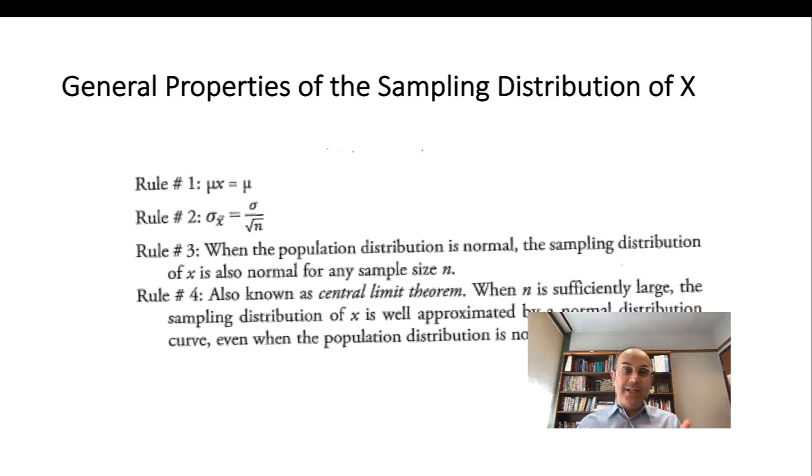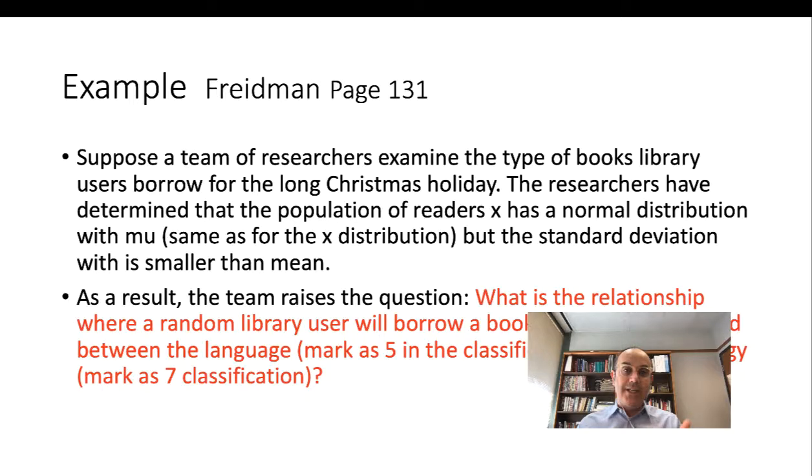And the last one is the issue of the central limit theorem. When n is sufficiently large, the sample distribution of x-bar is well approximated by a normal distribution curve. So this is where we are finding.